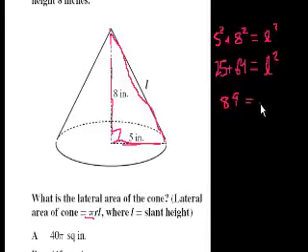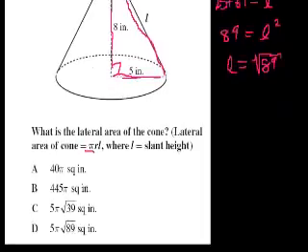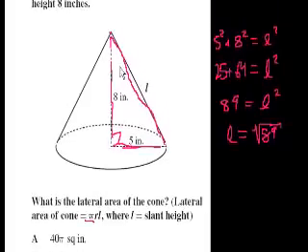89 is equal to L squared. And so L is equal to the square root of 89, unless I've made a mistake someplace. Square root of 89. Oh, good. I see a square root of 89 there already, so we probably are on the right track. So L is equal to the square root of 89.